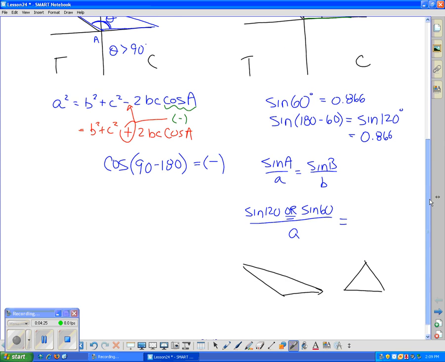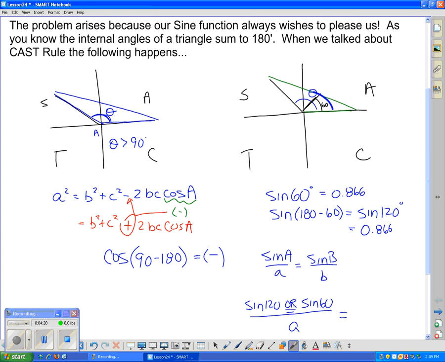So when we get into situations where the angle is greater than 90 degrees with the sine law, there are two possible triangles, and I drew them up here. So our two possible triangles, it could be this one, or it could be, oops, this one right here. And the sine law doesn't tell you this.